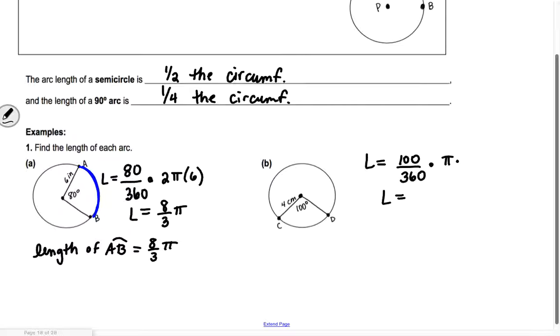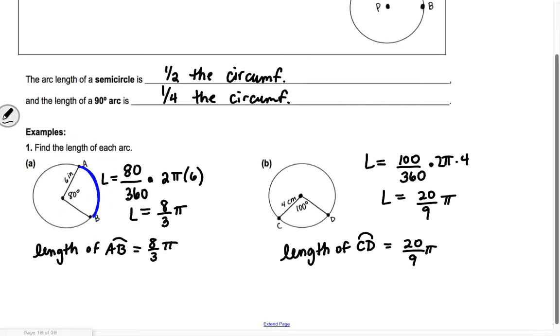So it's 2 pi r, right? So 2 pi r is 4. So what'd you get? 20 over 9 pi. Did you guys all get that? Yeah, that's right. I messed up. All right, so my length then, we would say length of arc CD. So we do an arc with a little thing over it, equals 20 over 9 pi.